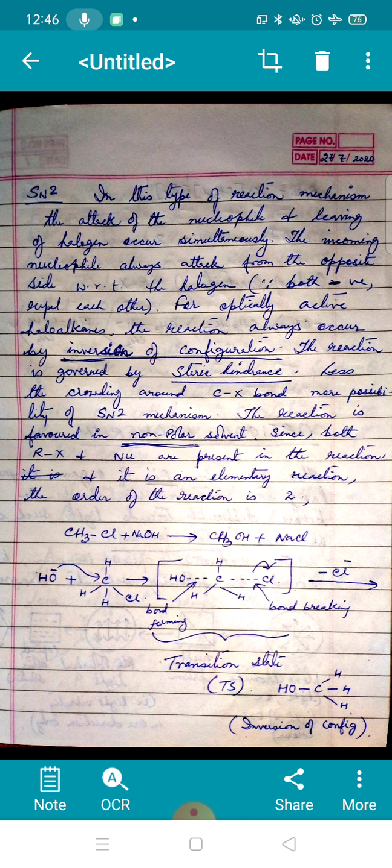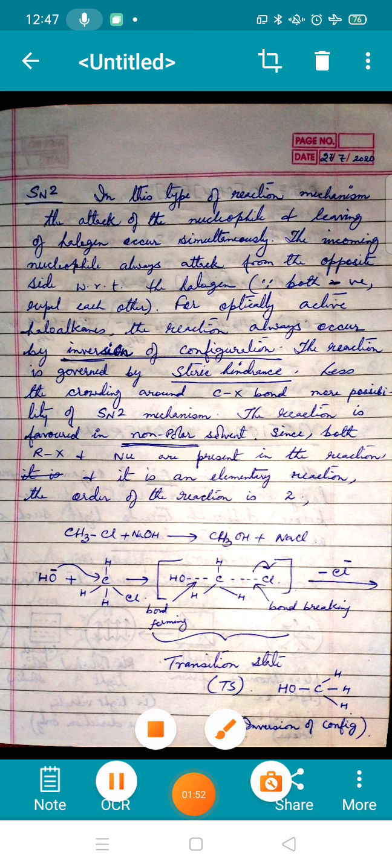The reaction is favored in a non-polar solvent because here no carbocation, no carbon ions are forming. That's why the reaction is favored in a non-polar solvent. Now, as you know, it is a one-step reaction, so we call it an elementary reaction. In a one-step reaction, both the haloalkane as well as the nucleophile are involved. So when we calculate the order of the reaction, it depends on the concentration of haloalkane as well as the concentration of the nucleophile. Hence, the order of the reaction becomes 2.